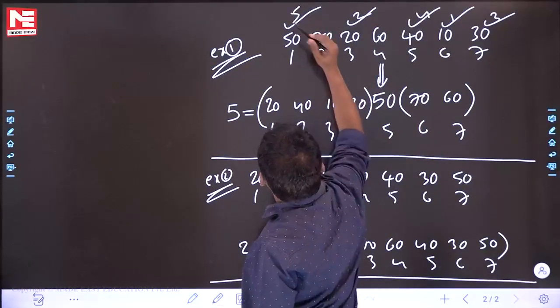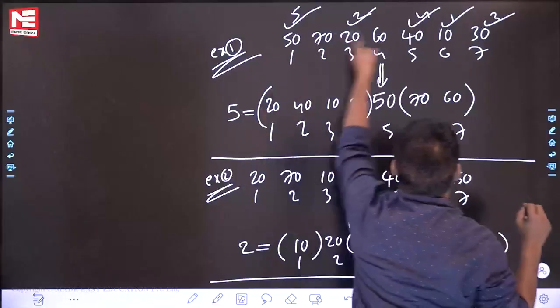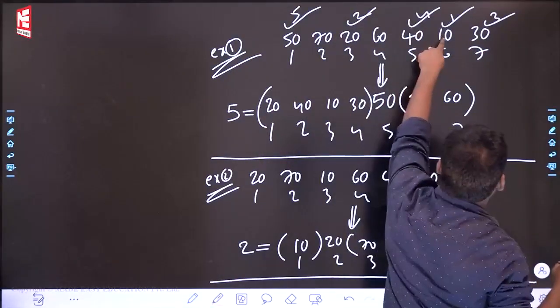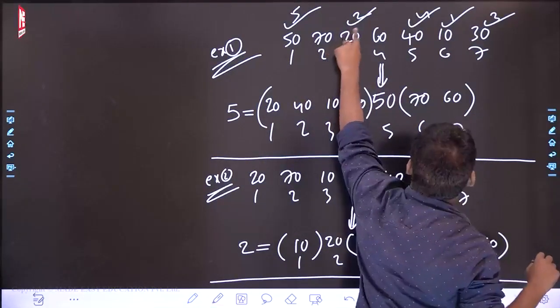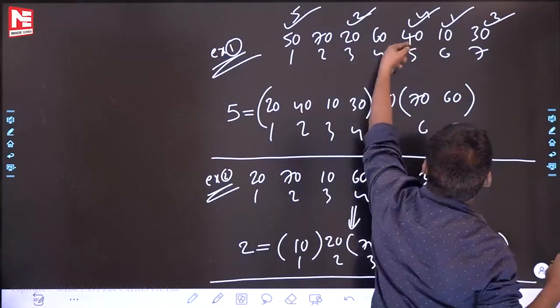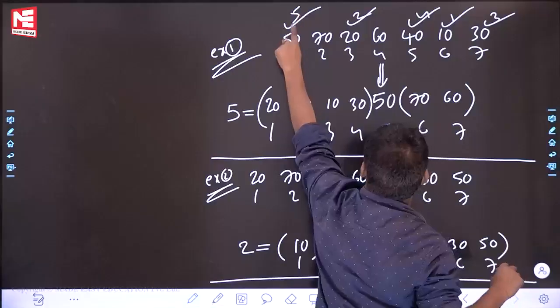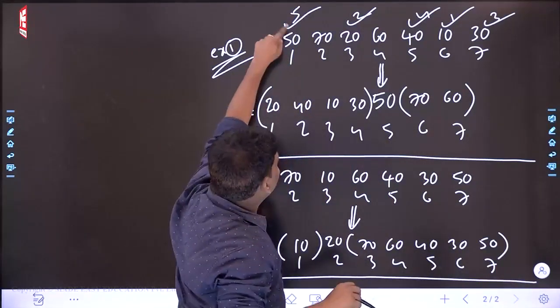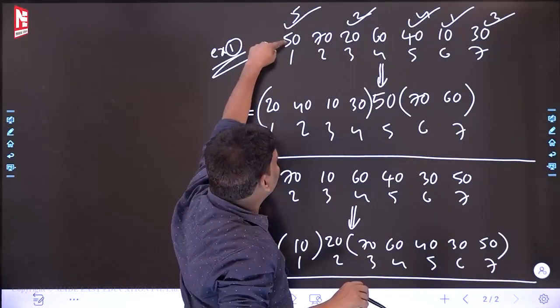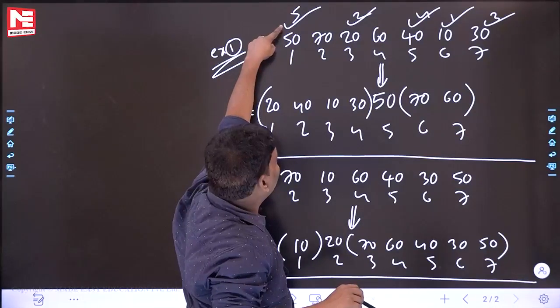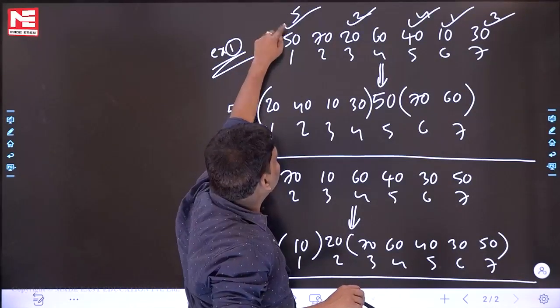50. In this array, first smallest element is 10, second smallest is 20, third is 30, fourth is 40. Carefully listen. Fifth smallest element is 50. So 50 is the fifth smallest element, it's okay.